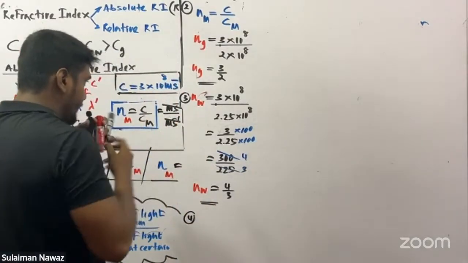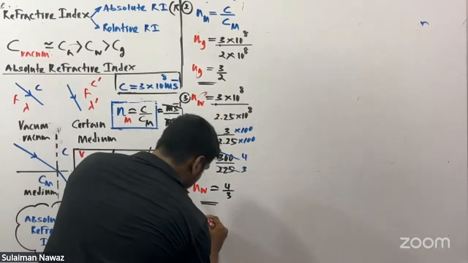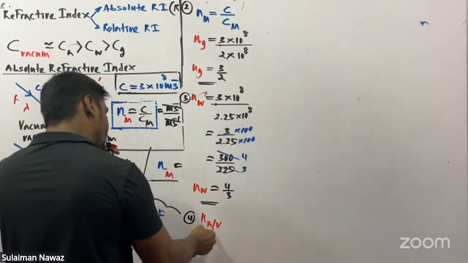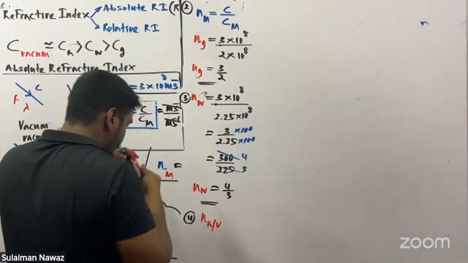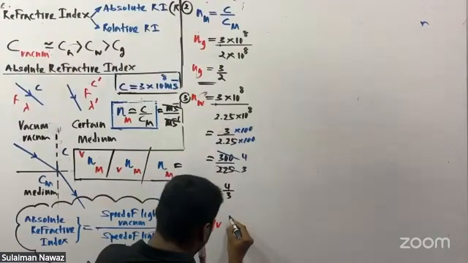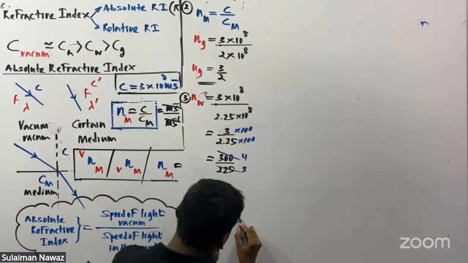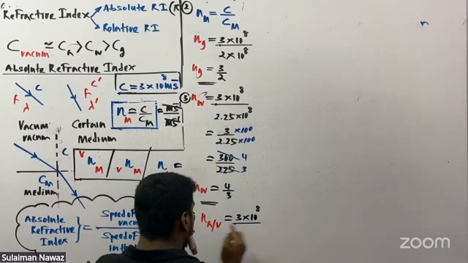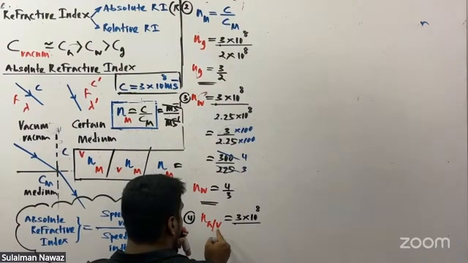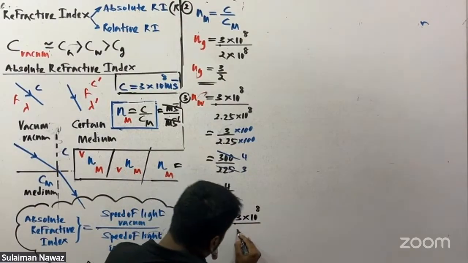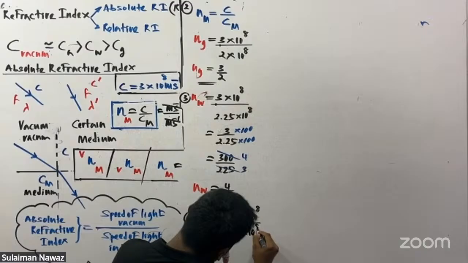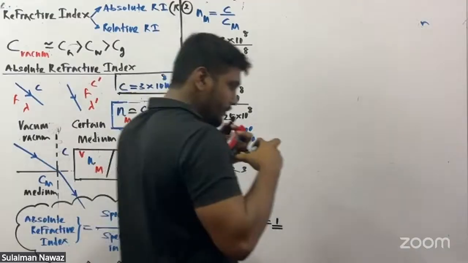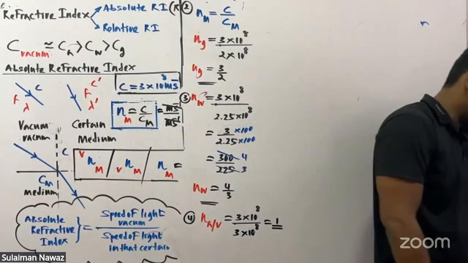Again, if you want to find the absolute refractive index of air or vacuum, the definition is speed of light in vacuum, 3 into 10 to the power 8, over speed of light in the relevant medium. If I want to find the speed of light in vacuum, it is the same as 3 into 10 to the power 8, resulting in 1.